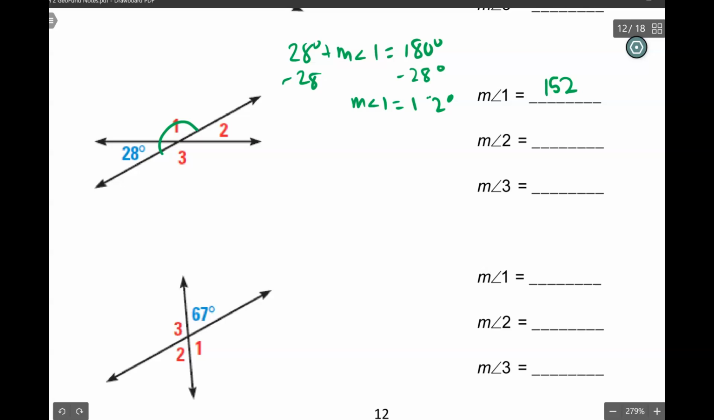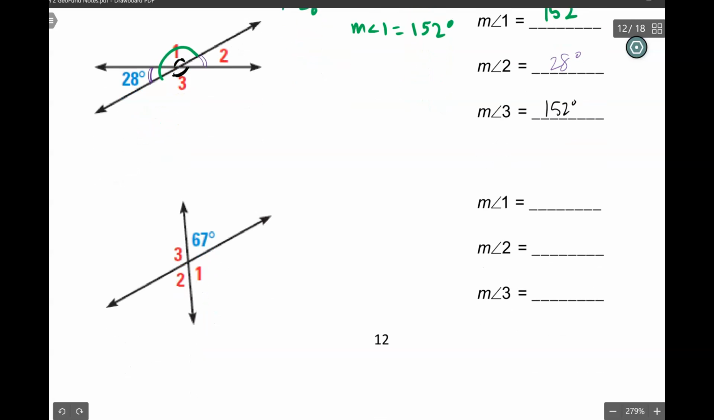Okay, so that's like the hardest one to figure out. If angle 1 is 152 degrees, so this angle here, that means the vertical angle must be 152 degrees as well. And then since we're on the topic of vertical angles, 28 degrees and angle 2 must be a vertical angle pair, so that's 28 degrees.